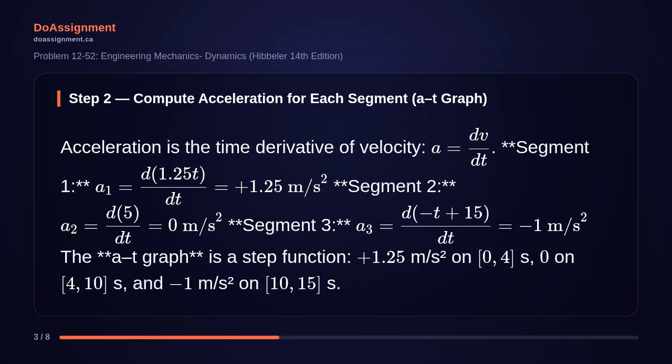Acceleration is the time derivative of velocity. Differentiating each segment: during the first phase, acceleration is a constant positive 1.25 meters per second squared. During the constant speed phase, acceleration is 0. During the braking phase, acceleration is a constant negative 1 meter per second squared. So the a-t graph is a step function with 3 constant levels.